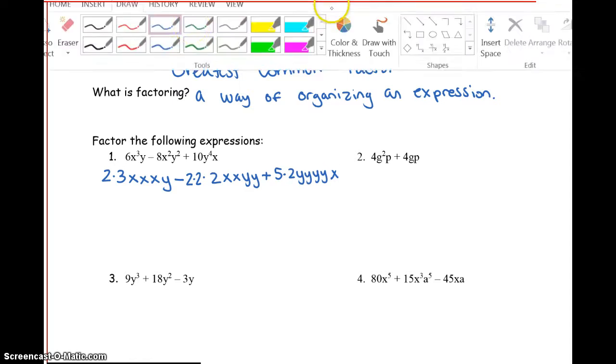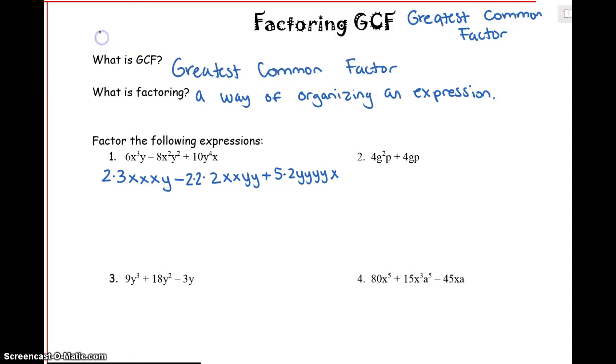And what we do is take out what they have in common. So first I focus on the numbers. For example, I have a 2 and a 3, a 2 and a 2, a 5 and a 2. So I know that each one of them has a 2 that I can factor outside. Nothing else in common, so I leave the numbers alone.